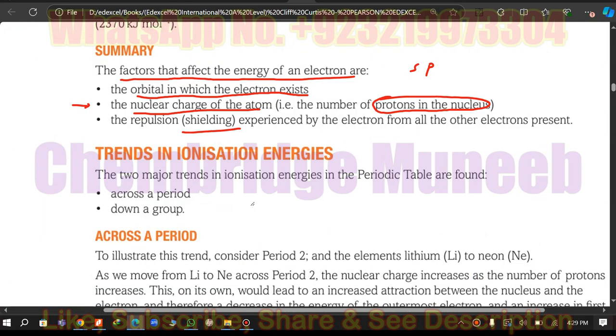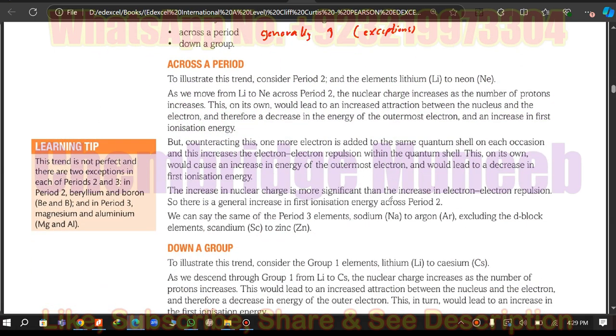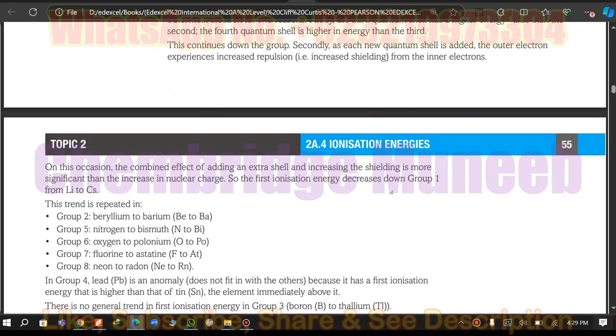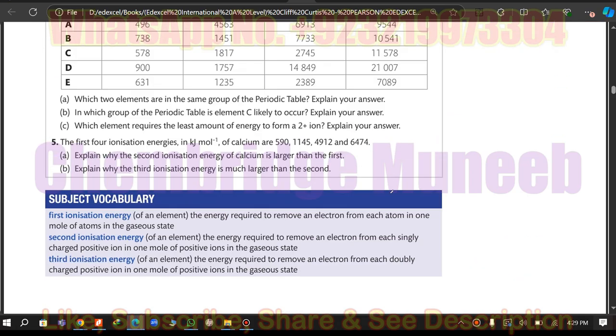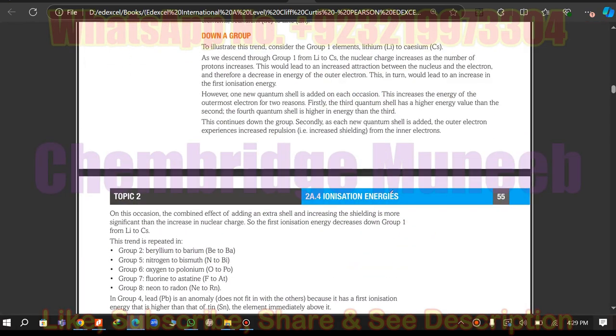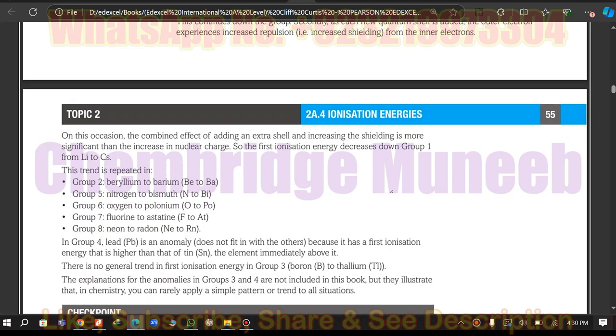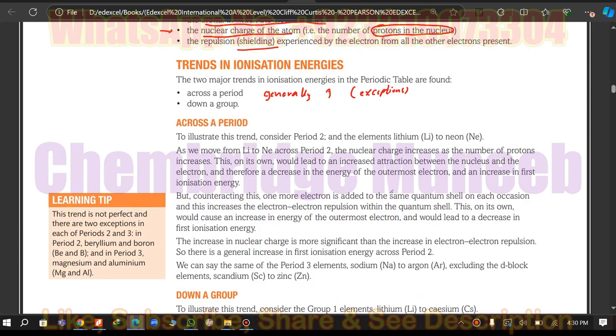Across the period it generally increases, but specifically speaking there are some exceptions here. You have to consider some exceptions as well. Ionization energy does increase when we move from left to right, but it does not increase at certain points, and they have mentioned the exceptions. I hope it is mentioned here somewhere.